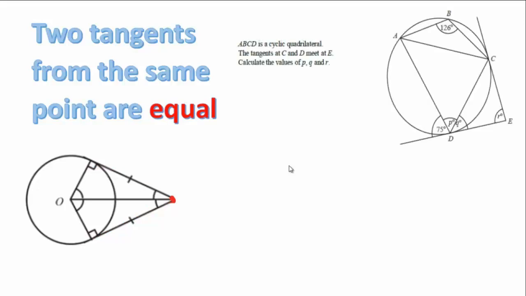Let's see. ABCD is a cyclic quadrilateral. The tangents at C and D meet at E. Calculate the values of P, Q, and R. Okay. In this style of questions, you have to read it carefully, sentence by sentence. You have to try to analyze it and get the benefit of each word you have. For example, cyclic quadrilateral. This is my cyclic quadrilateral.